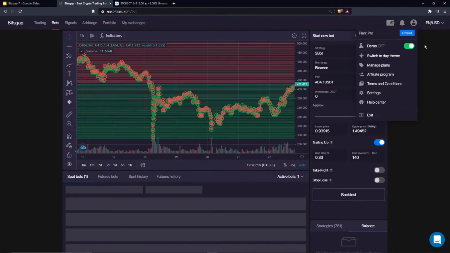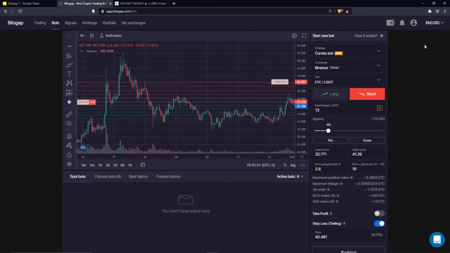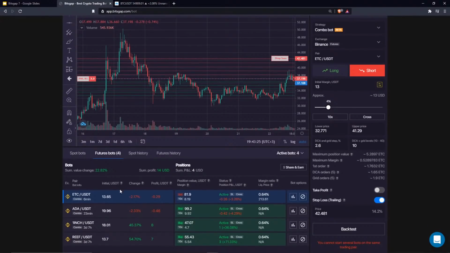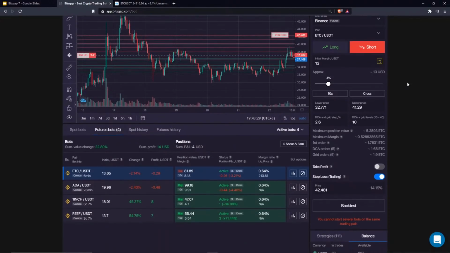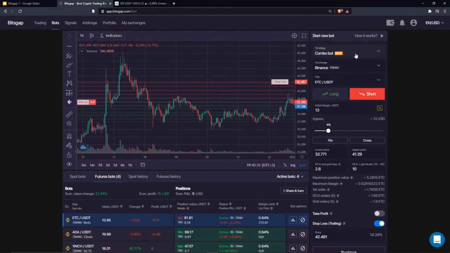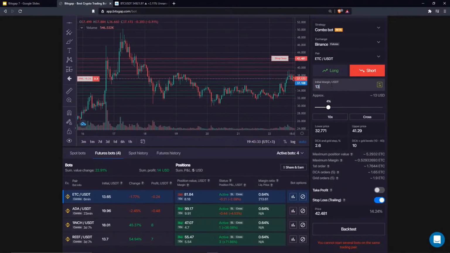Okay, so that's one possible way for you to start your journey. If you are an experienced trader already and you are well aware of the futures market, you can start with the combo bot, but I recommend to start with small investments at first to really grasp the nature of this bot.